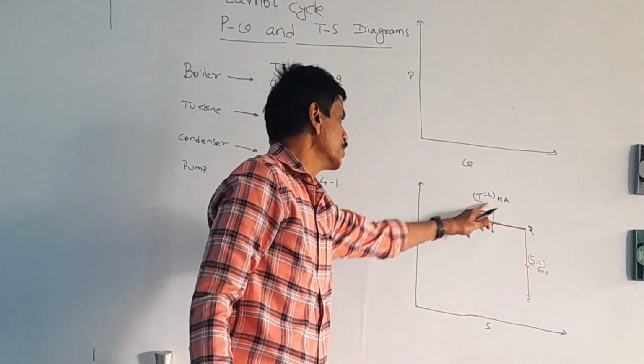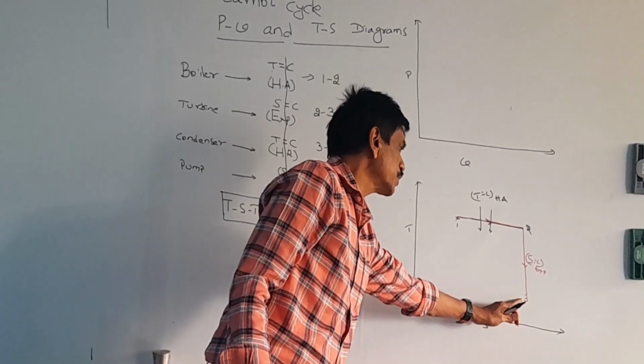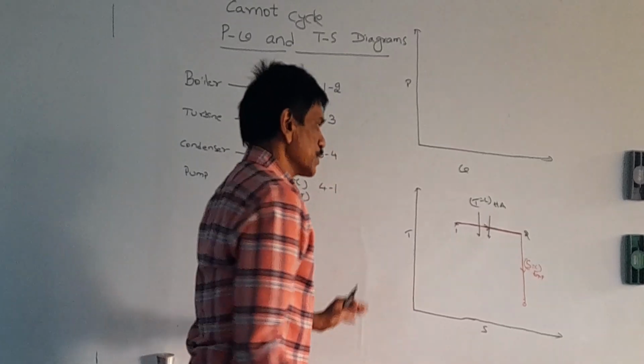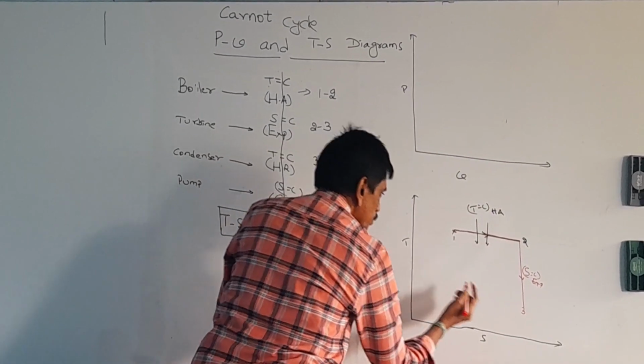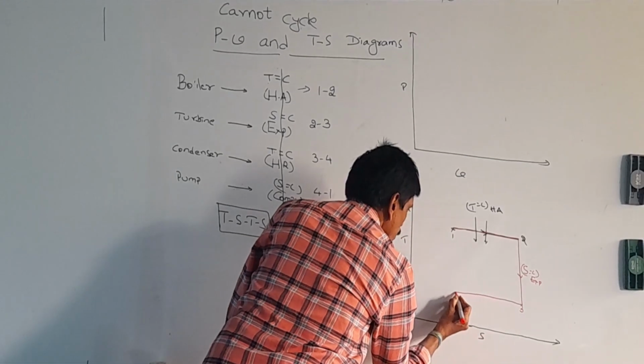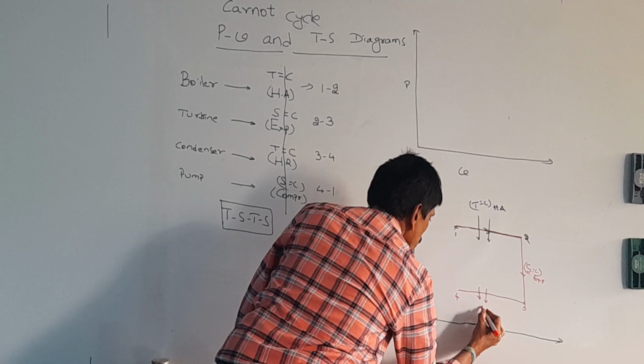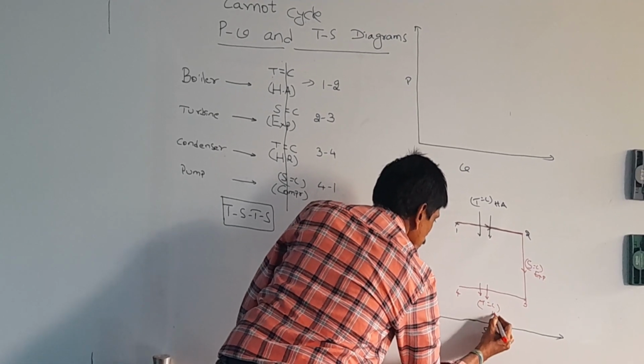You see the heat addition. Because of the heat addition, the entropy increases. Because of the heat rejection, the entropy decreases. That means you have to draw backward. So 3 to 4 is the heat rejection. The type of the heat rejection is the isothermal heat rejection.